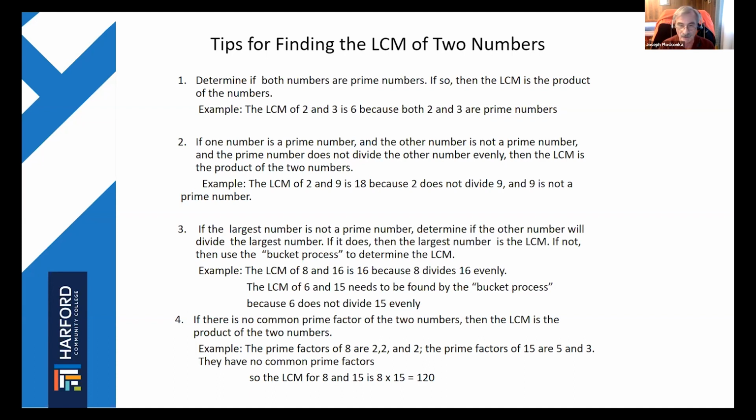For example, if you're adding 1/8 and 1/15, you look at the prime factors: for 8 they're 2, 2, and 2, and for 15 they're 5 and 3. There are no common factors, and hence the lowest common multiple is the product of the two. Next slide, please.